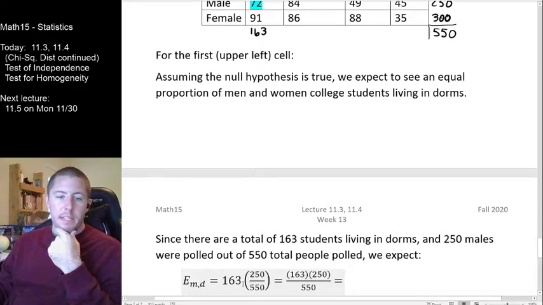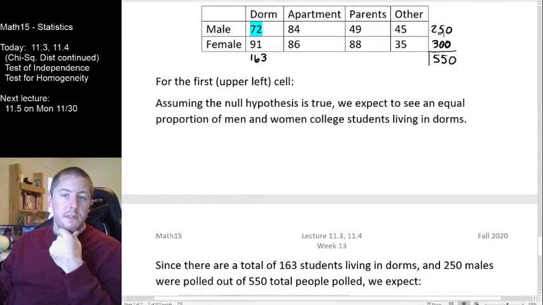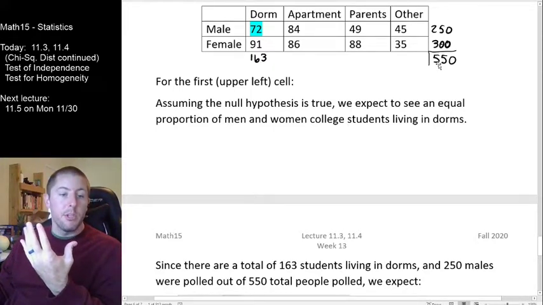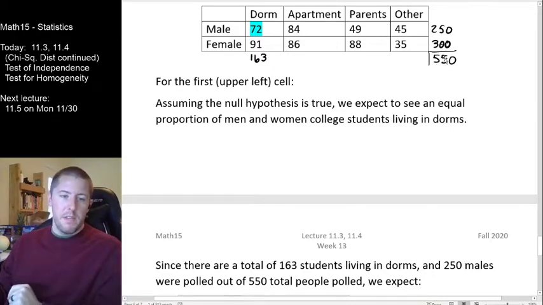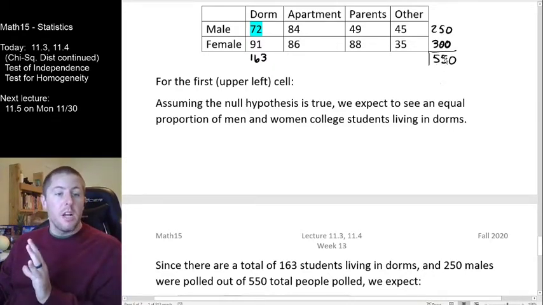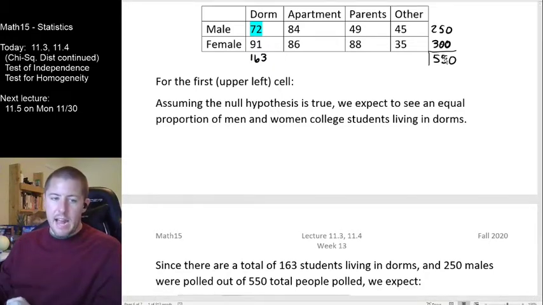So what I'm going to say to myself is, how many males do I expect to be in the dorm? Well, 250 out of 550 is the proportion of males sampled overall. Out of all 550 people sampled, 250 of them were males. So the proportion of males sampled, regardless of living status, was 250 over 550. I'm looking at the dorm category. The dorm category had a total of 163 people observed.